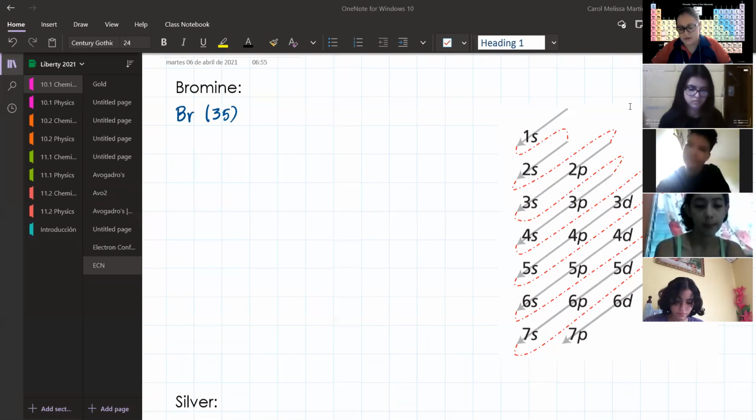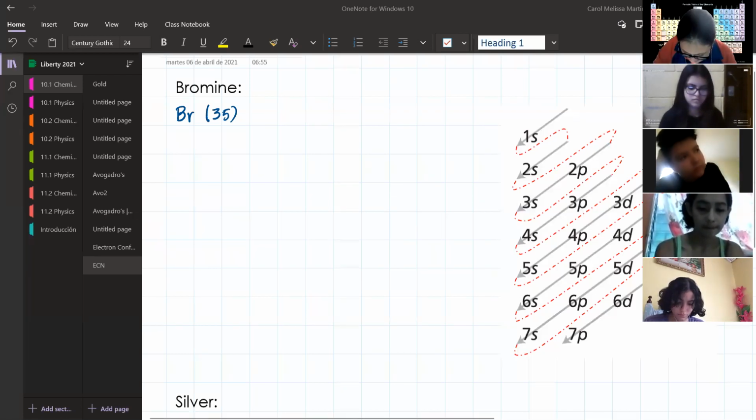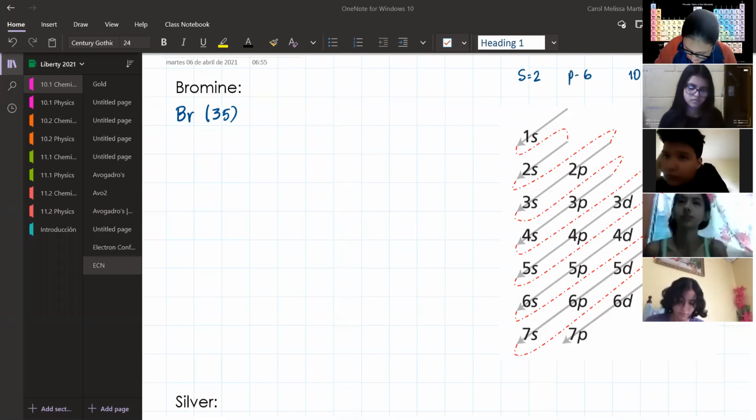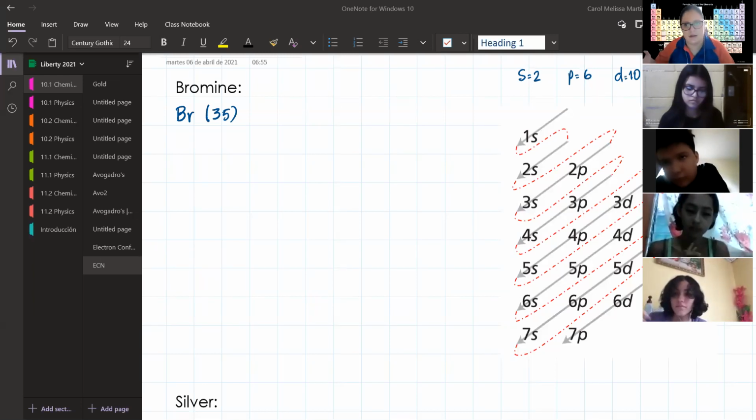Just remember what every letter means. For example, S can hold up to 2 electrons, P can hold 6 electrons, D can hold 10 electrons, and F can hold up to 14 electrons. Just remember these letters and their significance.